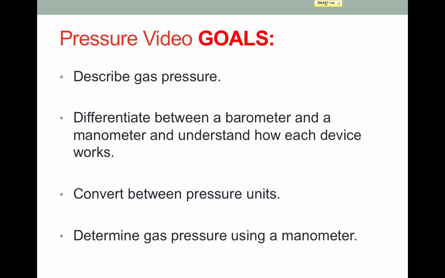We said that gas pressure is the force exerted by the particles of the gas when they collide with the walls of their container. Then we differentiated between a barometer, which is used to measure atmospheric pressure, and a manometer, which is used to measure gas pressure in a closed container. We also looked at how each device works. Then we learned how to convert between the pressure units, atmosphere, torr, mmHg, millimeters of mercury, and pascals. And finally, we learned how to determine gas pressure using a manometer.